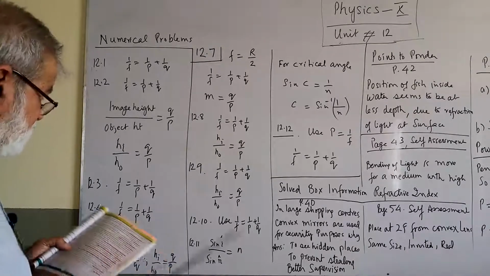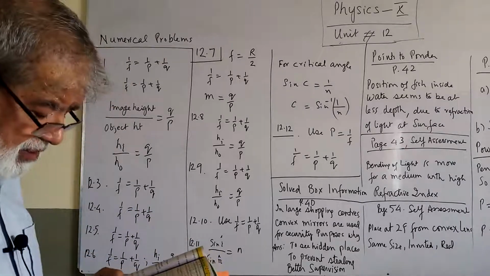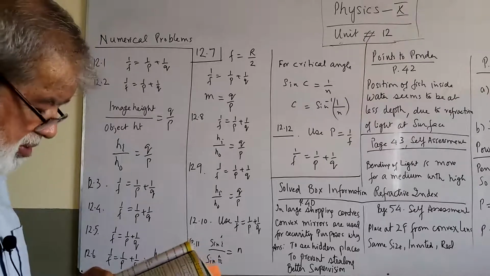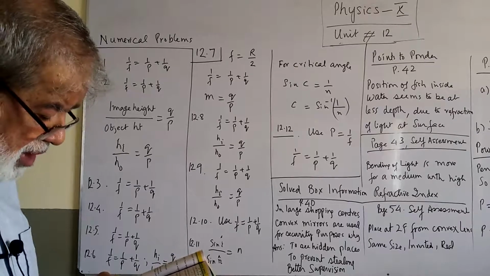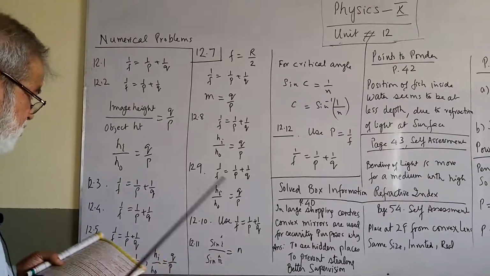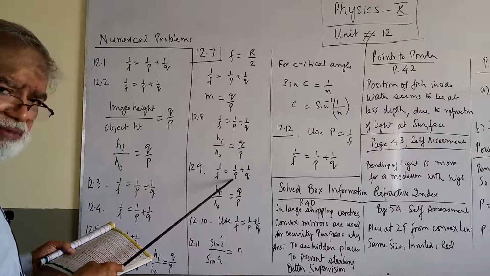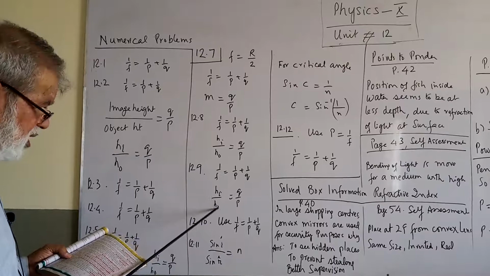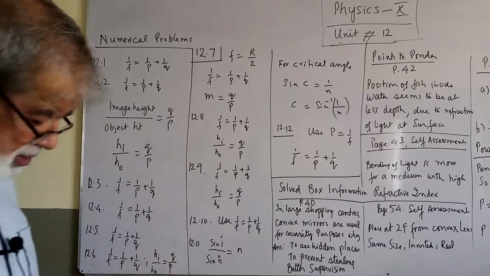12.9. An object 10 centimeters high is placed at a distance of 20 centimeters from a concave lens of focal length 15 centimeters. Calculate the position and size of the image. Also state the nature of the image. For 12.9, first we will use this formula: 1 over f is equal to 1 over p plus 1 over q. Then you will use this formula: height of the image over height of the object is equal to q over p, and you will get the answers.